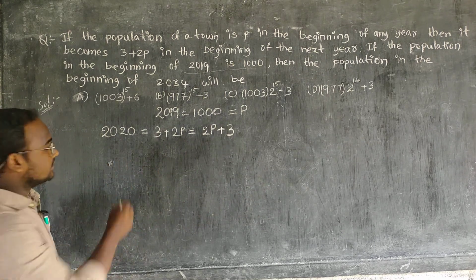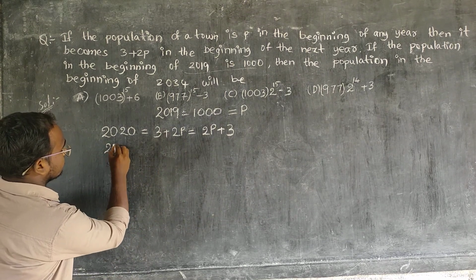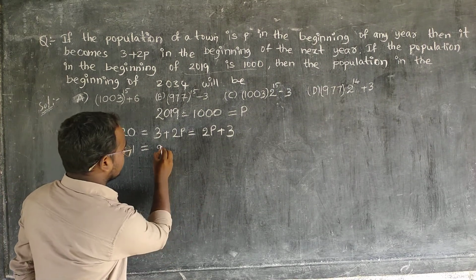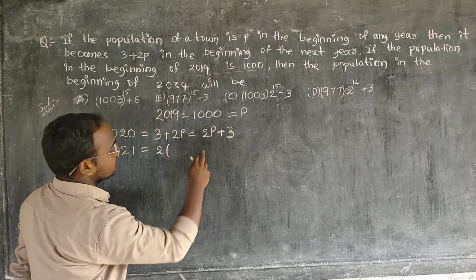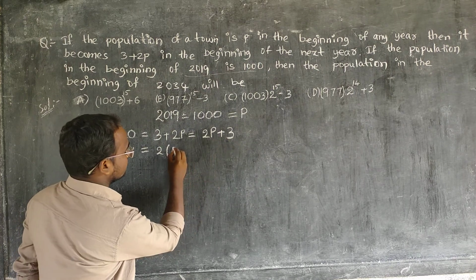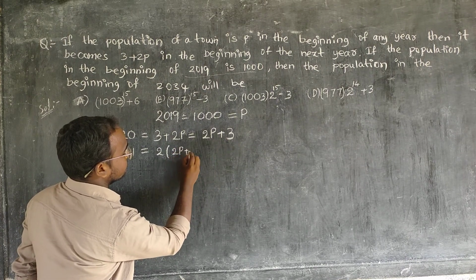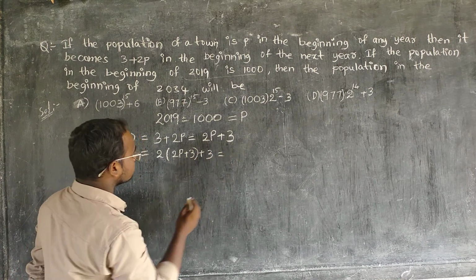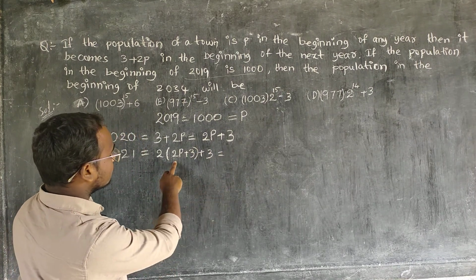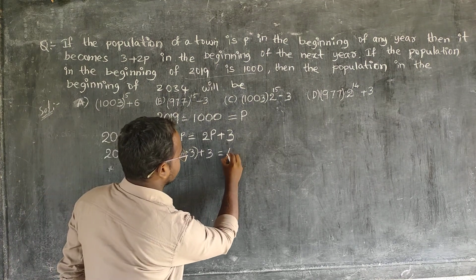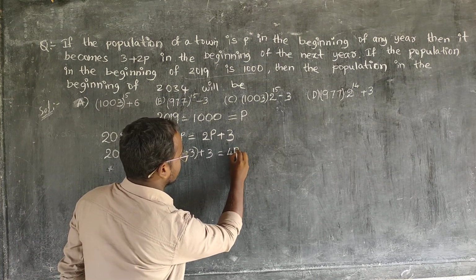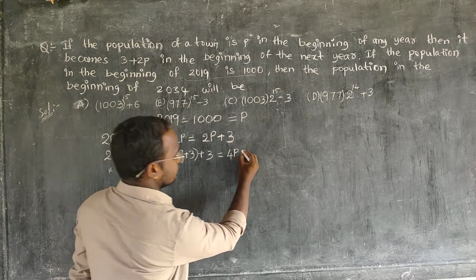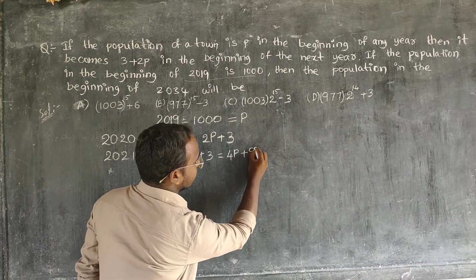In 2021, what will be the population? 2 times the before year population: 2 times (2P plus 3) plus 3. What will it become? 2 times 2 is 4P. 2 threes are 6 plus 3, that is 4P plus 9.